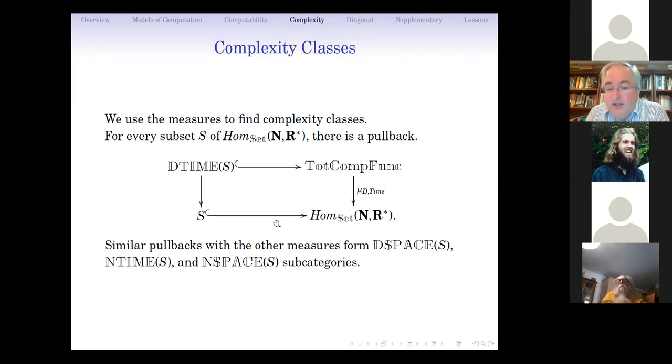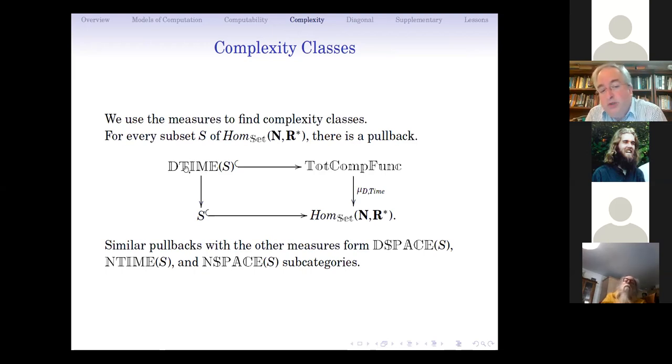Complexity classes are not problems, they're categories, nice categories, and we'll talk about it. So take a subset S of these functions, and I'll show you some nice ones in a second. Take a subset S of these functions, take the measure from that, and then take a pullback of this. And then you're going to get this category.